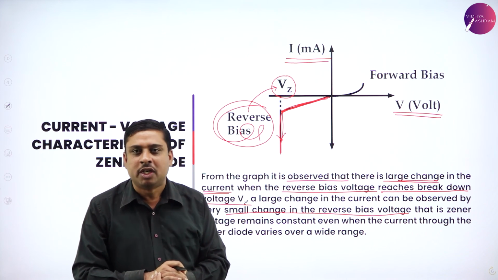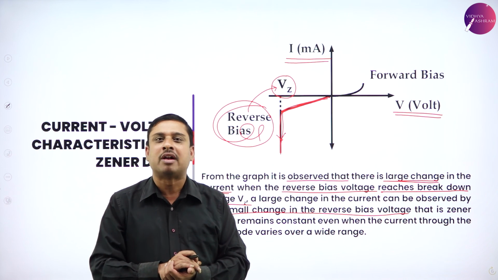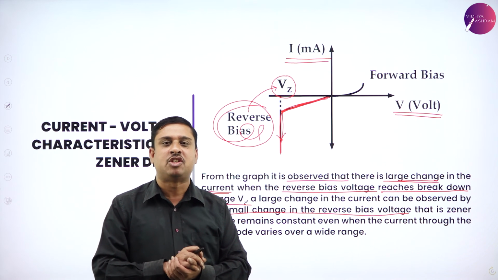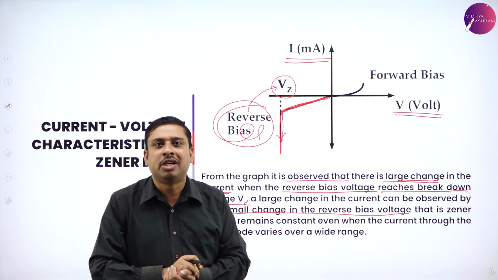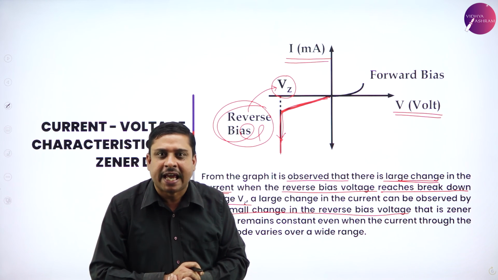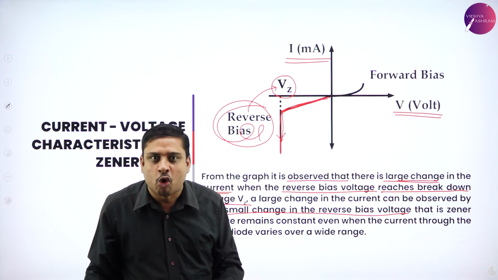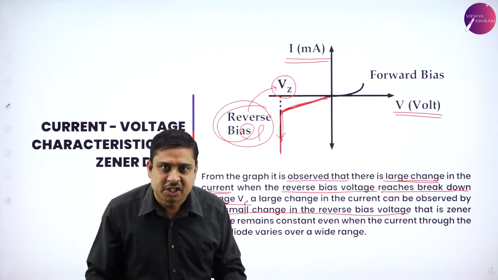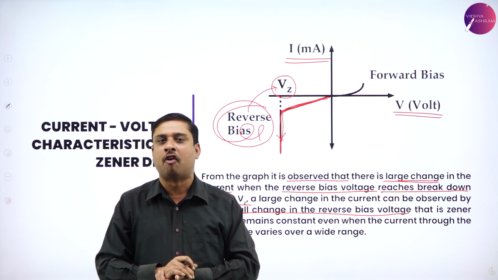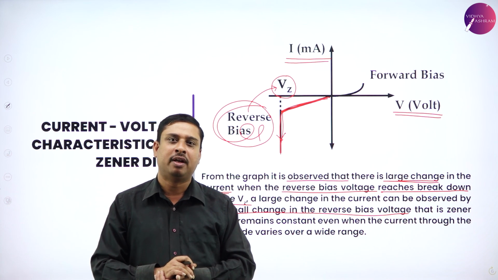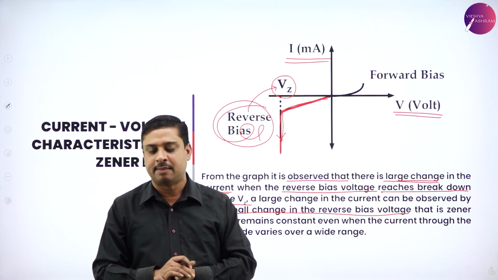So in today's session, students, we understood what is full wave rectification, the function of a junction diode as a full wave rectifier, what is a Zener diode, its representation, and finally the characteristics of a Zener diode. In my next session, I will come up with more interesting concepts.